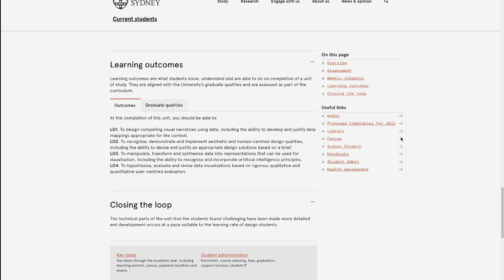So the 4 things in abstract are, can you design with data? Can you design in a way that respects your audience and your context? Can you manipulate data? And can you test whether your visualizations are any good?